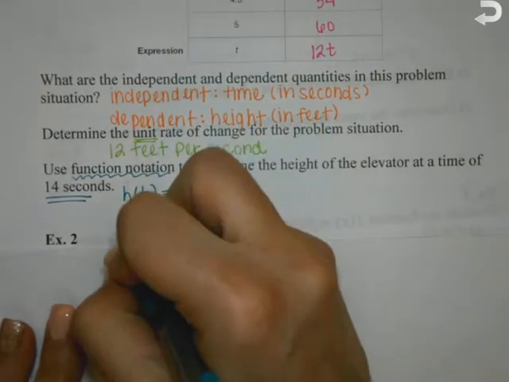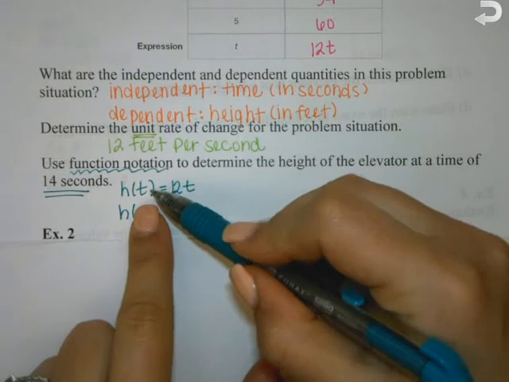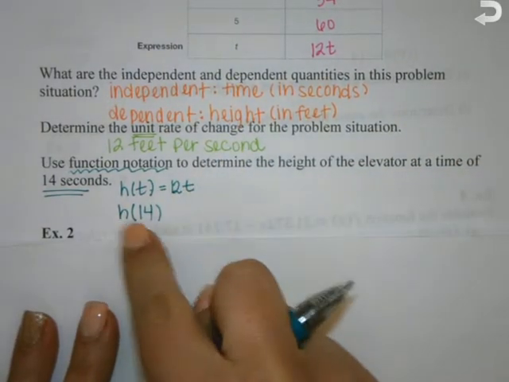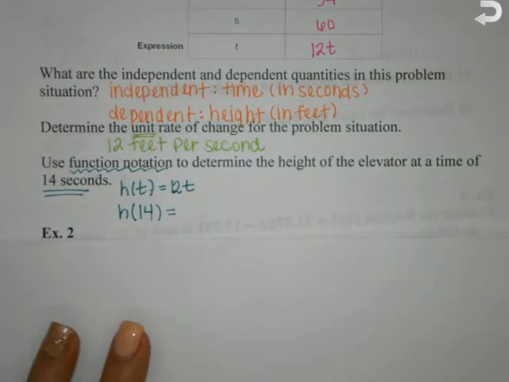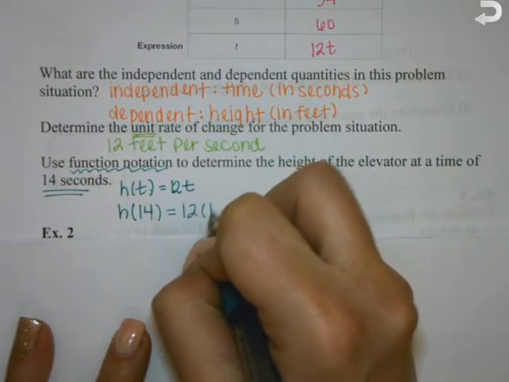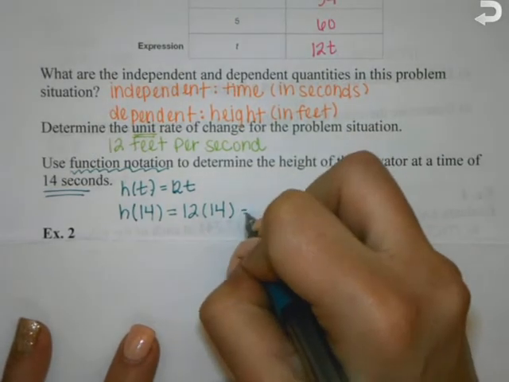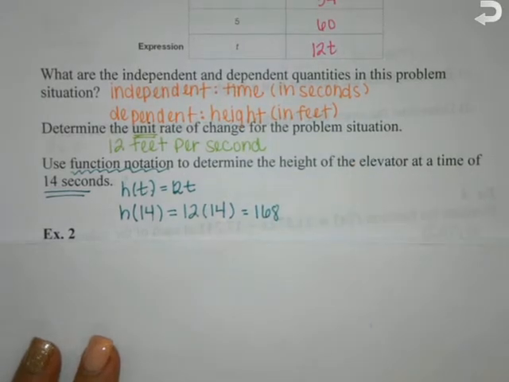H of T equals 12, and in parentheses, 14. Close. Remember, in function notation, whatever we substitute into the variable, we also write inside the parentheses. So it wouldn't be H of T, it would be H of 14. So that is just telling you what we're plugging in, okay? So H of 14 means that I'm going to plug in 14 for T, equals 12 times 14, which equals what, guys? 168 what? Feet.